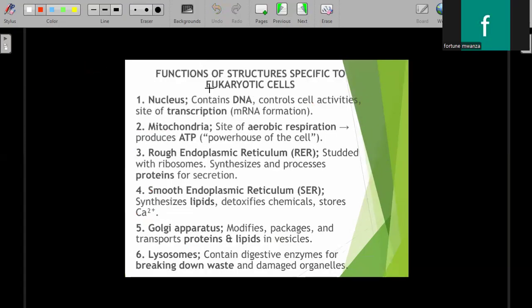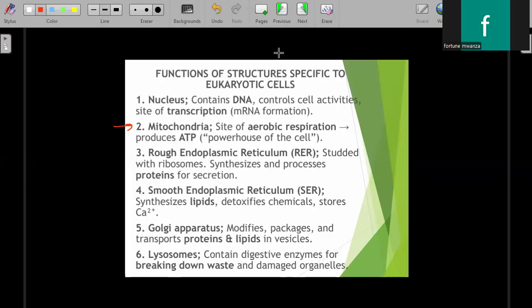Now let's look at some of the parts you are going to find in eukaryotes, but that are not there in prokaryotes. One of them is the nucleus. You're not going to find the nucleus in prokaryotes. The function of the nucleus is that it incorporates your DNA material. Then you have the mitochondria, which you are not going to see in prokaryotes. This is where you obtain your energy in the form of ATP. Then you have the rough endoplasmic reticulum, which is involved in protein synthesis.